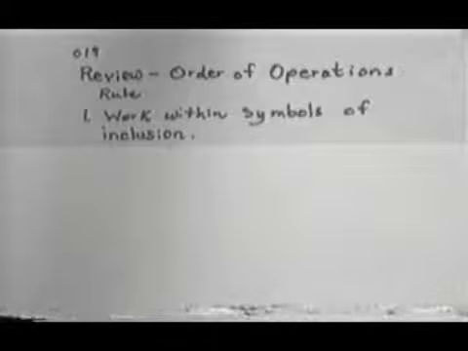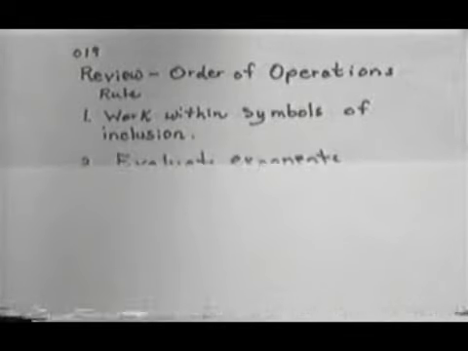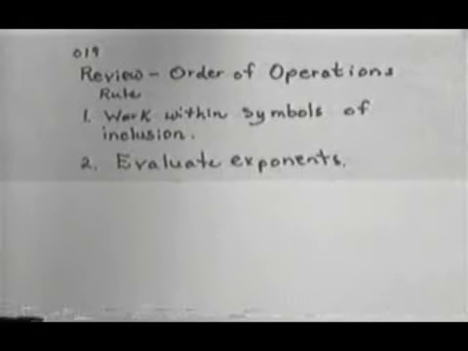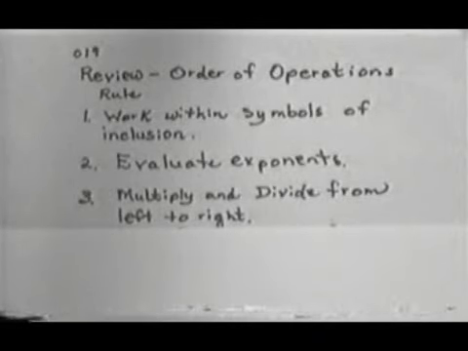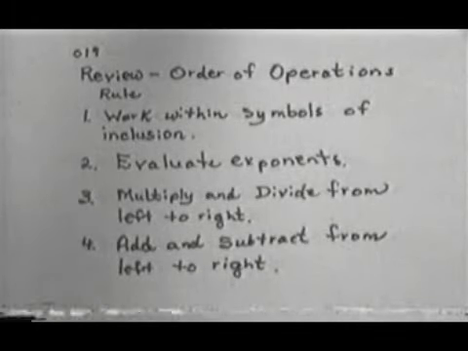Once you finish working with your parentheses, then your next step is to evaluate your exponents. So that's step 2, to evaluate exponents. After we evaluate exponents, then we multiply and divide from left to right. Remember, multiplication and division are equal. It's just whichever one comes first. You go from left to right. And then finally, our 4th step is to add and subtract from left to right.